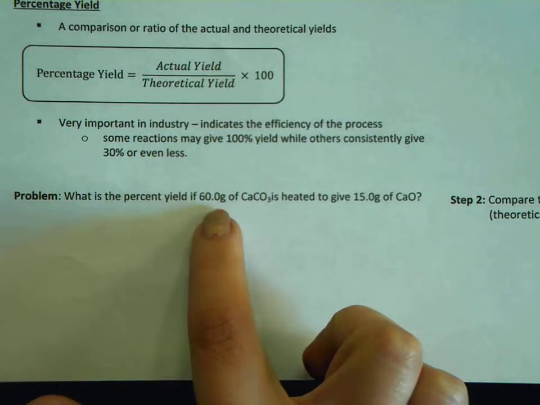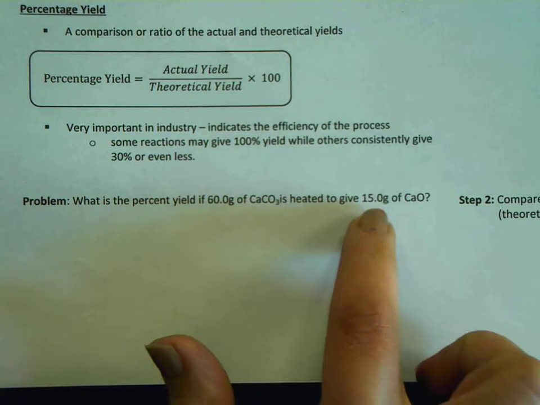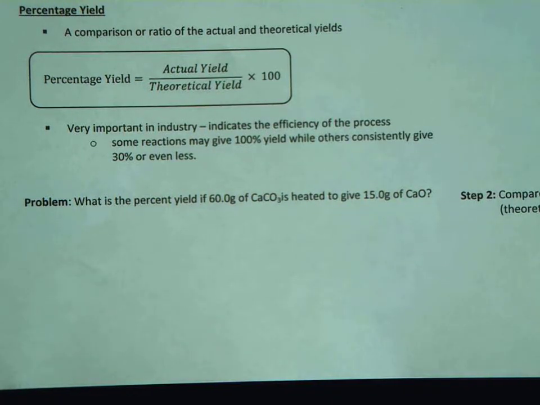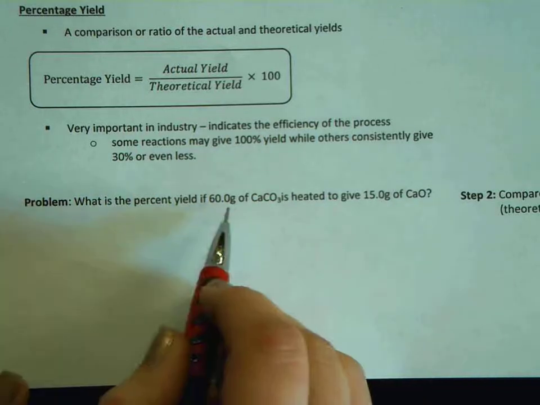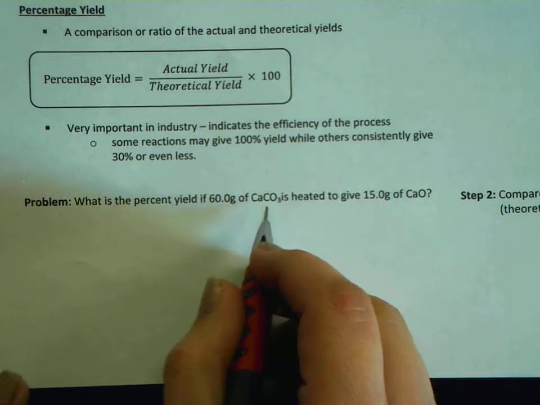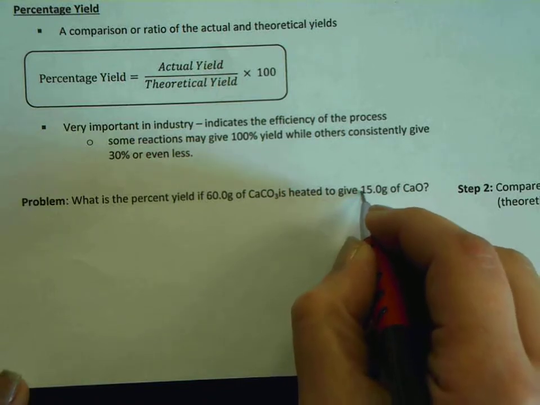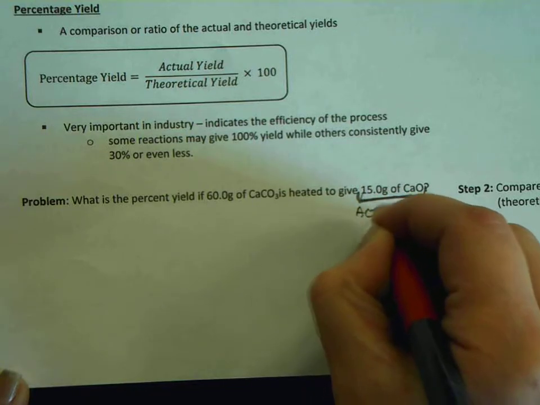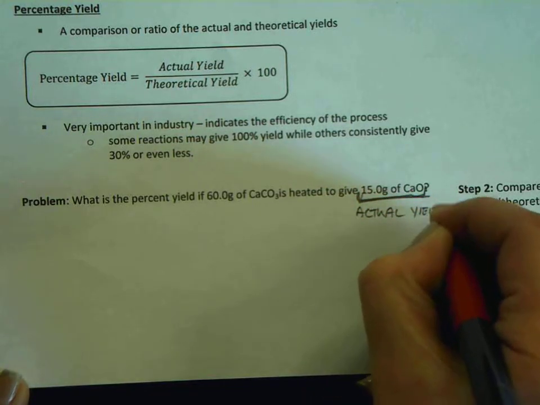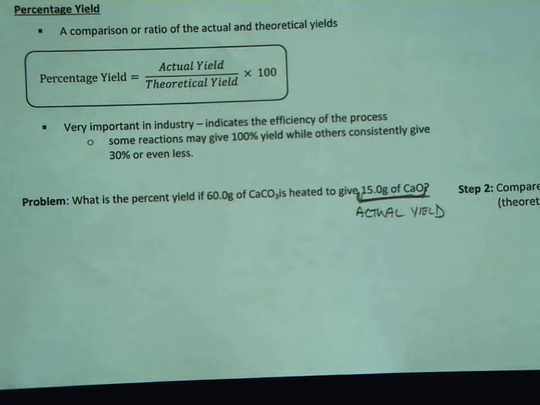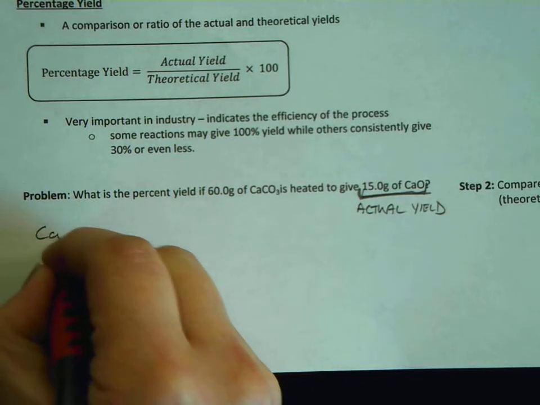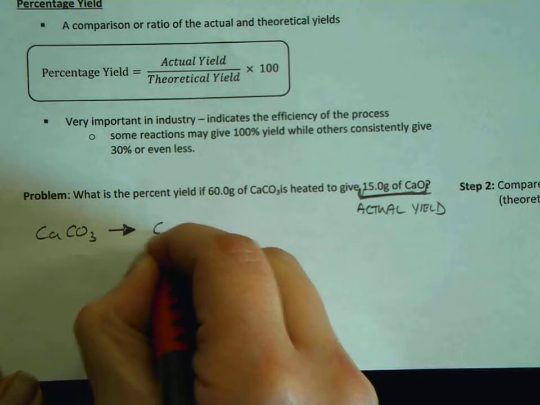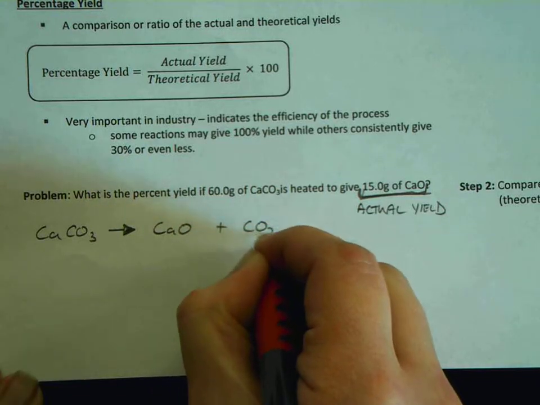What's the percent yield if 60 grams of calcium carbonate is heated to give 15 grams of calcium oxide? So here, this value is our actual. This is how much reaction actually occurred. In theory, calcium carbonate should decompose under heat into two things, calcium oxide and carbon dioxide.